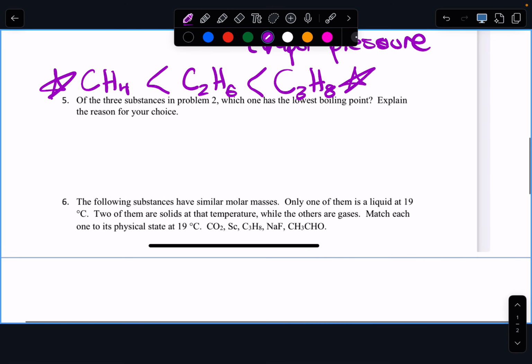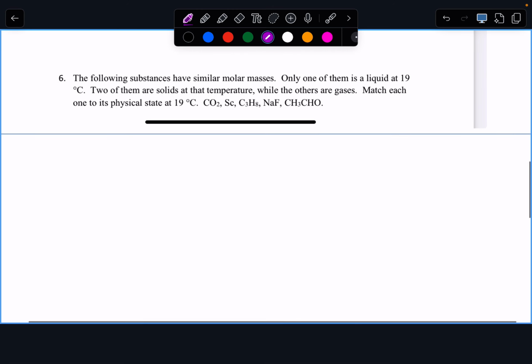Okay, last question. So number 6 here. So we did not talk about these guys very much. So maybe I will put, thinking, those two are the solids. So we will just get rid of those. I want to add something in here though.